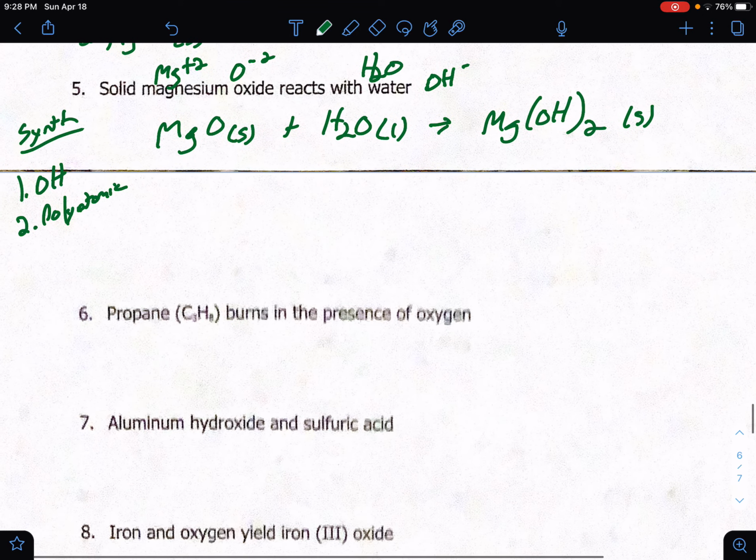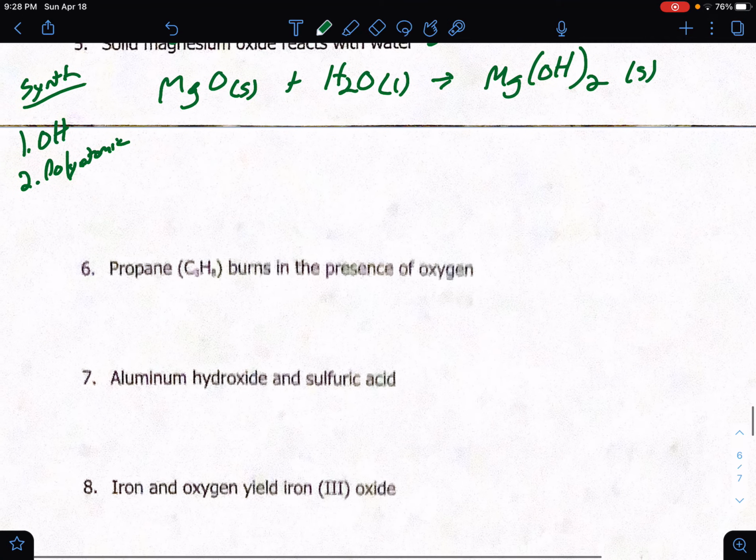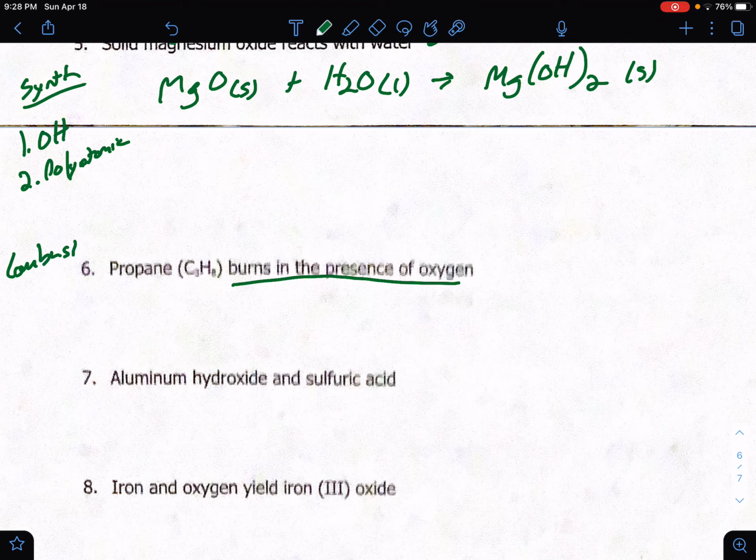Number 6, propane, C3H8, burns in the presence of oxygen. Okay, this is a dead giveaway. Anytime something burns or combusts or reacts with oxygen, this is going to be combustion. So all you're going to do is you have C3H8 plus O2 gives me CO2 plus H2O.